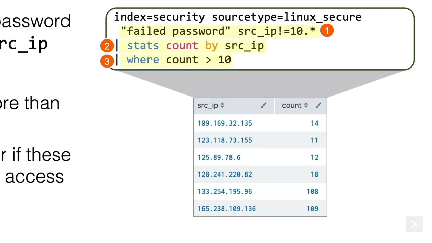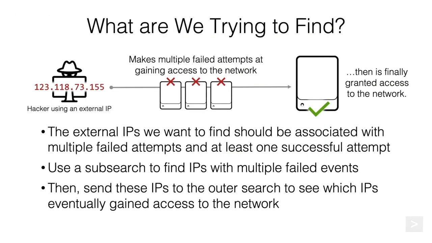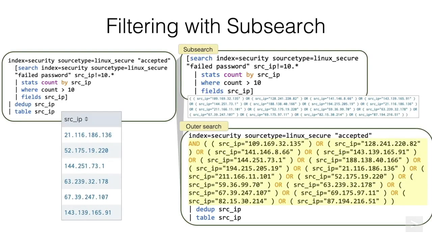But it may still be unclear in terms of which of these IP addresses ended up successfully accessing the network. So what exactly are we trying to find? An external IP address with multiple failed attempts and one or more successful attempts to access the network with a valid password. So in this case, we'd like to use a subsearch to find these specific IP addresses that have received multiple failed events and send those to the outer search to see which ones were able to access the network. So we will build out a subsearch to do this.